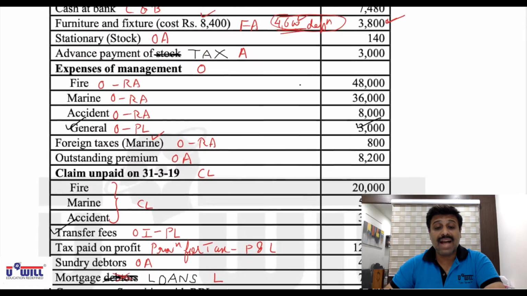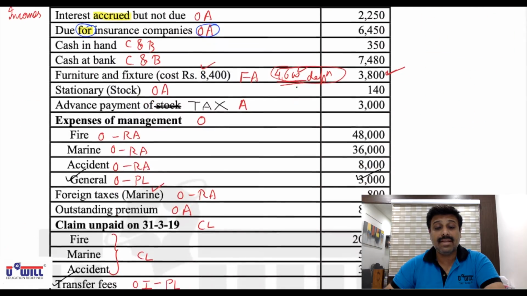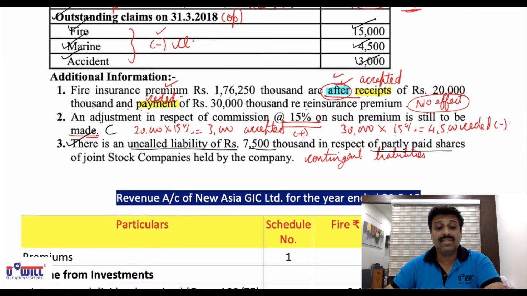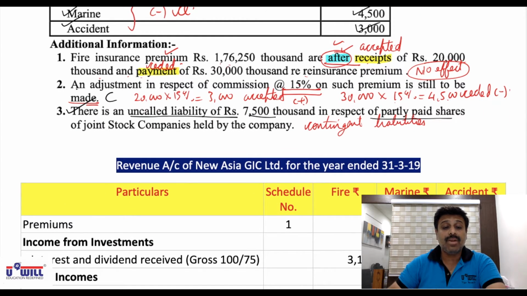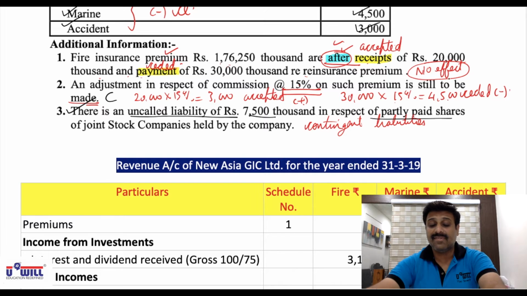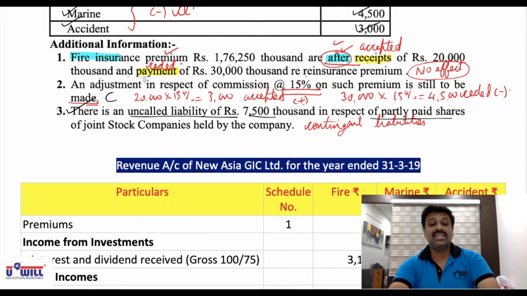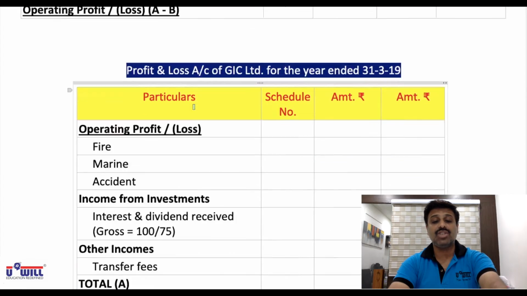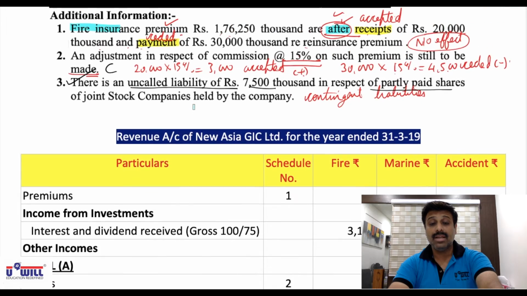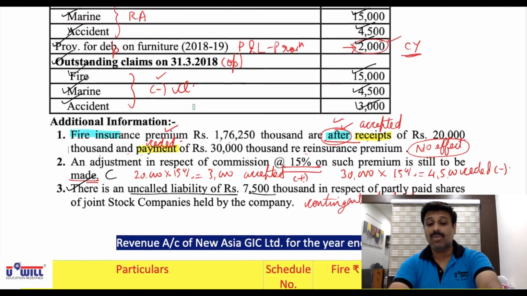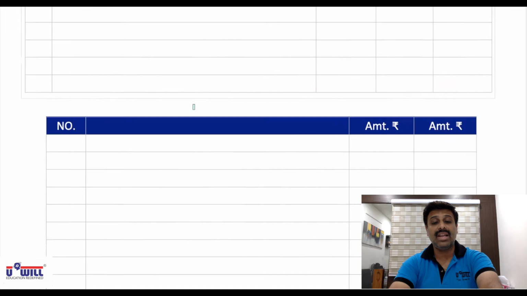Now in the trial balance, no other item marked as C is given, but in adjustments we do have the first adjustment and second adjustment, where we discussed commission on reinsurance accepted 3,000, which we have to plus, and ceded 4,500, which we have to minus. All of this is in respect of fire insurance premium only. The first adjustment was in respect of fire insurance premium, and the same way the second adjustment commission is also in respect of fire insurance premium only.